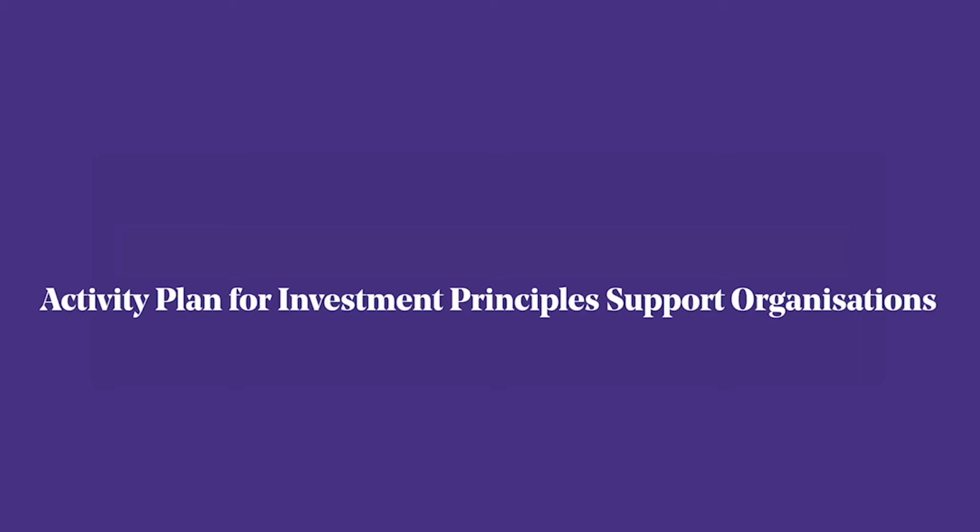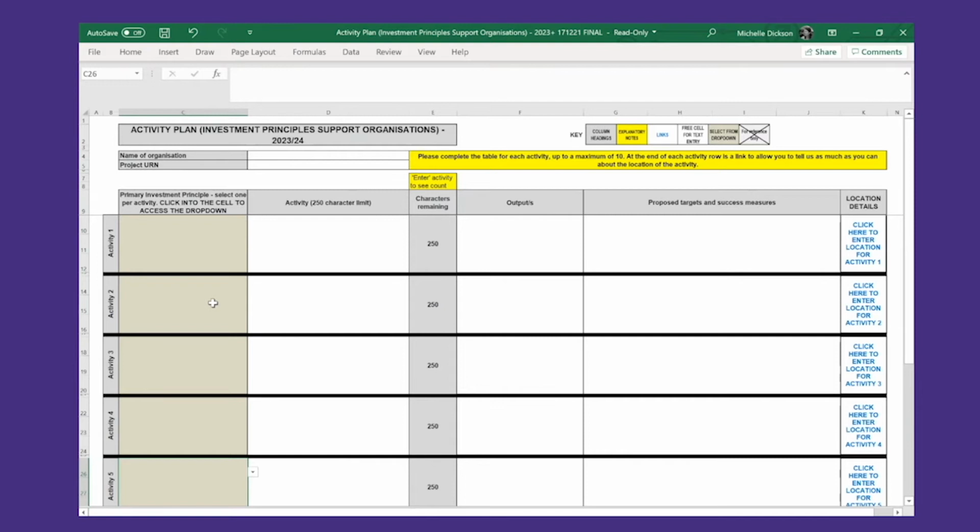Let's take a look at the activity plan for investment principles support organisations. When you open this template, it will always open up onto this main page. You'll find a key at the top, just here. This will let you know what information we need you to put into each cell as we go through. If you wish to alter your view of the template, you can use the zoom in and out function to the bottom right of your screen, just here.